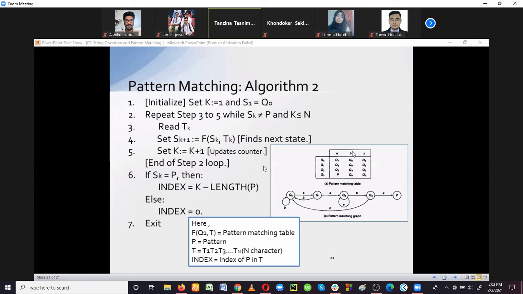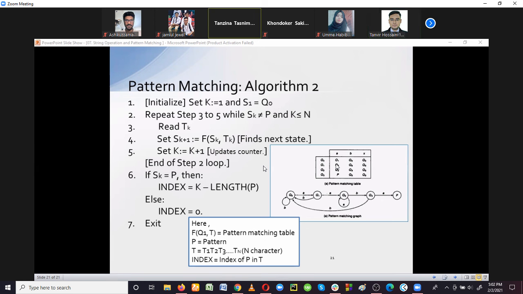If the second character of the text is B, and if now the algorithm is in state Q1, which state will be your next state? Obviously Q0. Q0, very good. The next state will be Q0. So in this way, we have to continue this process. Suppose the next character is A, and we are in which state? Q1. Now the algorithm can move forward to which state? Q2.